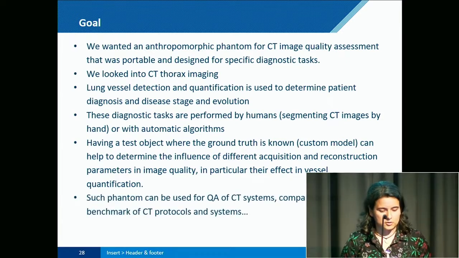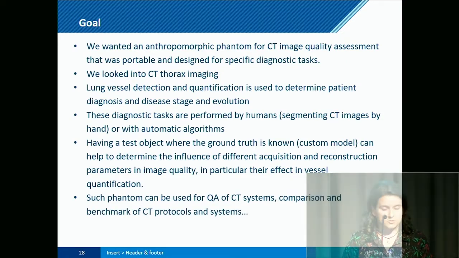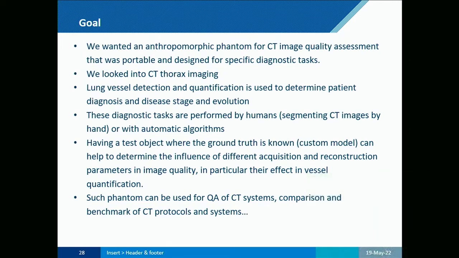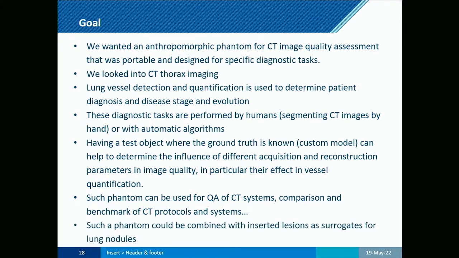And these phantoms can be used for quality assurance of CT systems. You can also use them to benchmark these different protocols, because it's, of course, the same patient that you can take to different places. And you can, of course, combine the phantom I'm going to show you also with lesions as surrogates of lung nodules for different indications.